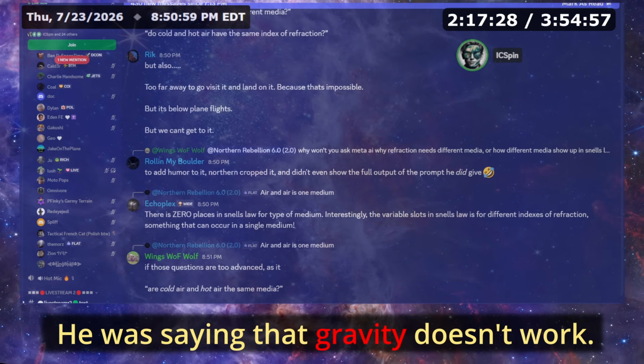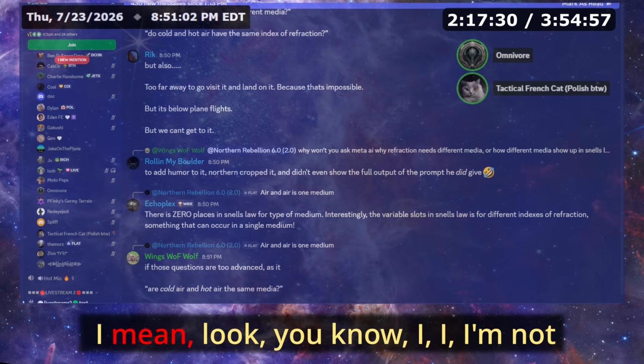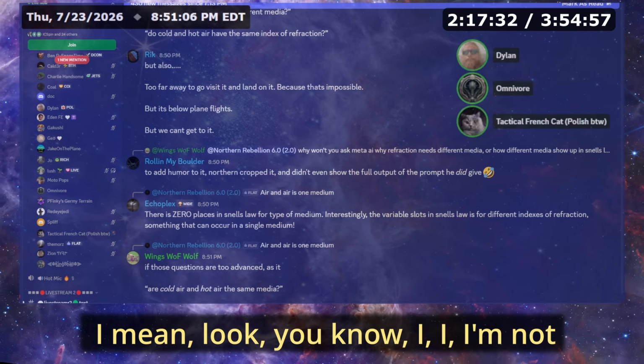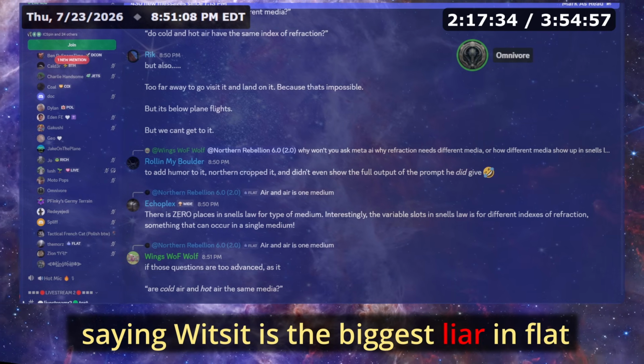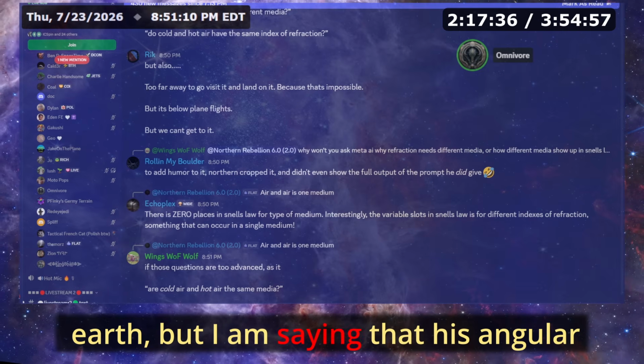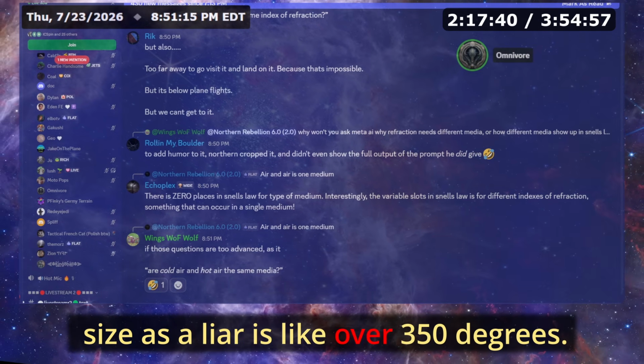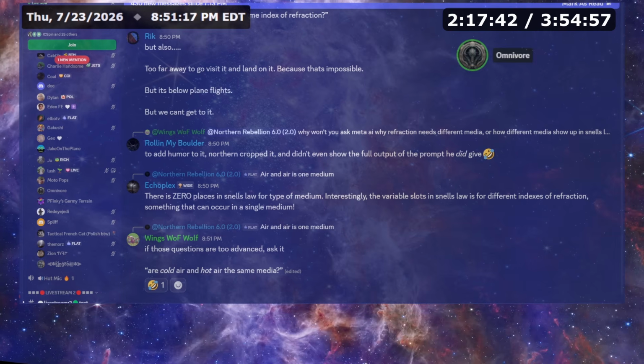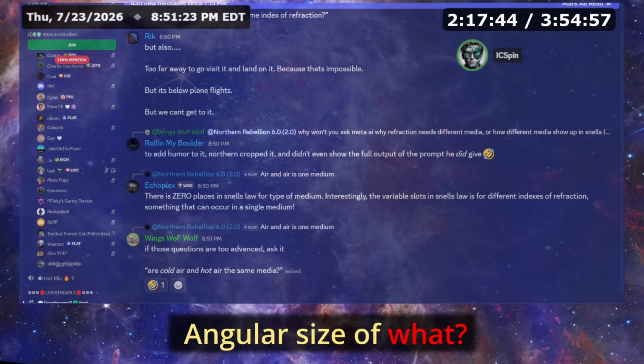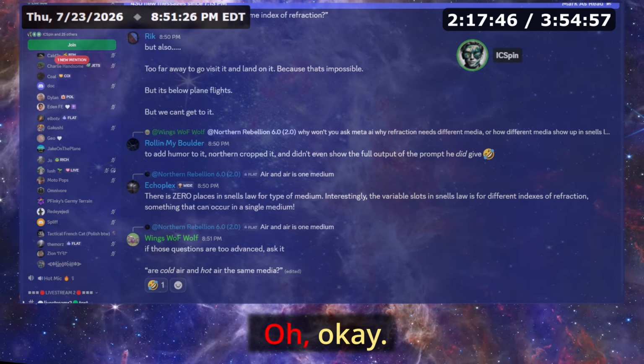Yeah, he was saying that gravity doesn't work. I'm not saying Witsit is the biggest liar in flat Earth, but I am saying that his angular size as a liar is over 350 degrees. Angular size of what? Of a liar, of him being a liar. Oh, okay, I got you.